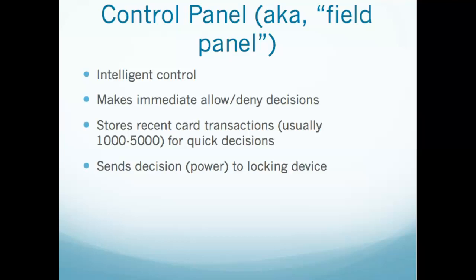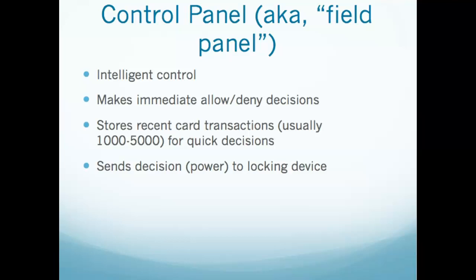They make decisions. So you hold that proximity badge to that proximity reader, and the reader now reads the badge, and it gives a series of ones and zeros, and it sends it up to that control panel. And that control panel then goes through its history and polls and says, yes, I have a match for that, and yes, it is valid to come in this door. It makes an immediate allow, deny decision within milliseconds. So the control panel is where the decision is made in each one of these cases.